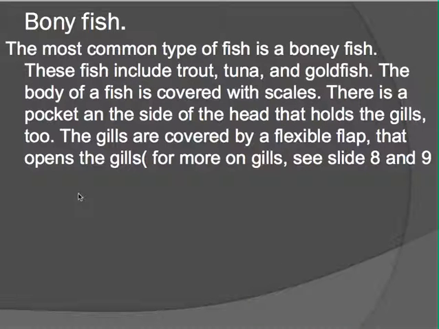Bony fish are probably the most common type of fish. These fish include trout, tuna, and goldfish. The body of a fish is covered with scales. There's a pocket inside the head that holds the gills, too. The gills are covered by a flexible flap that opens the gills. For more on gills, see slides 8 and 9.